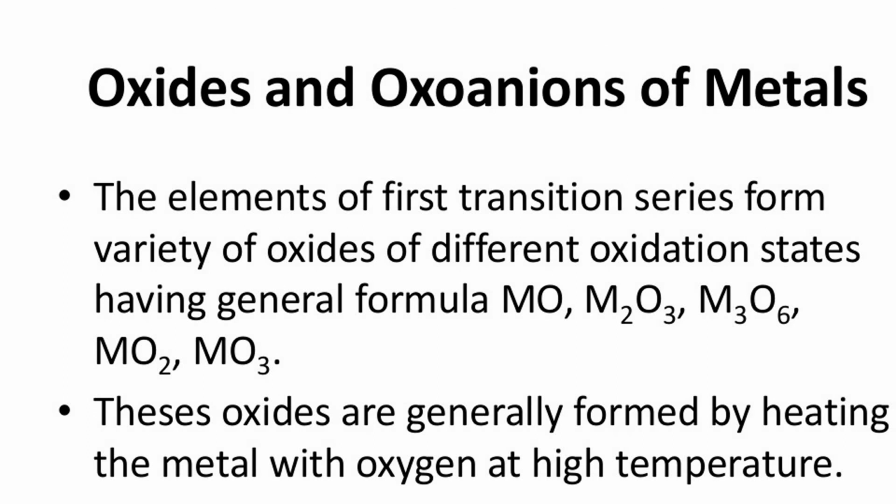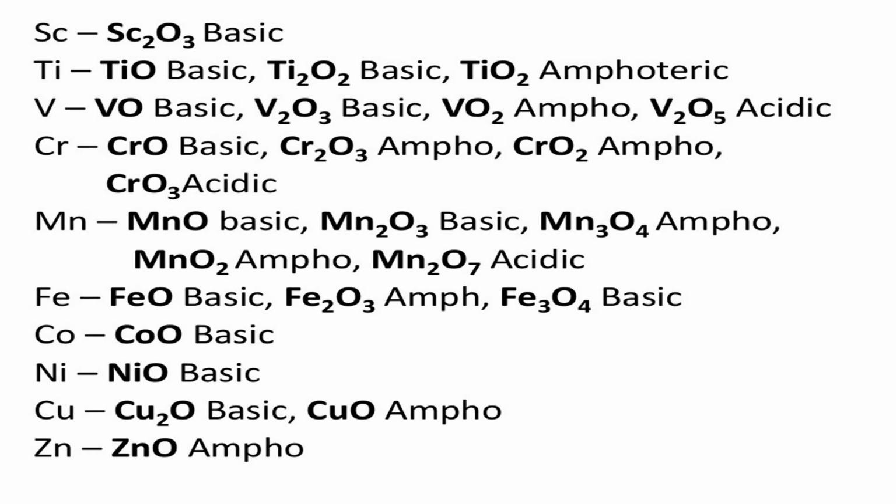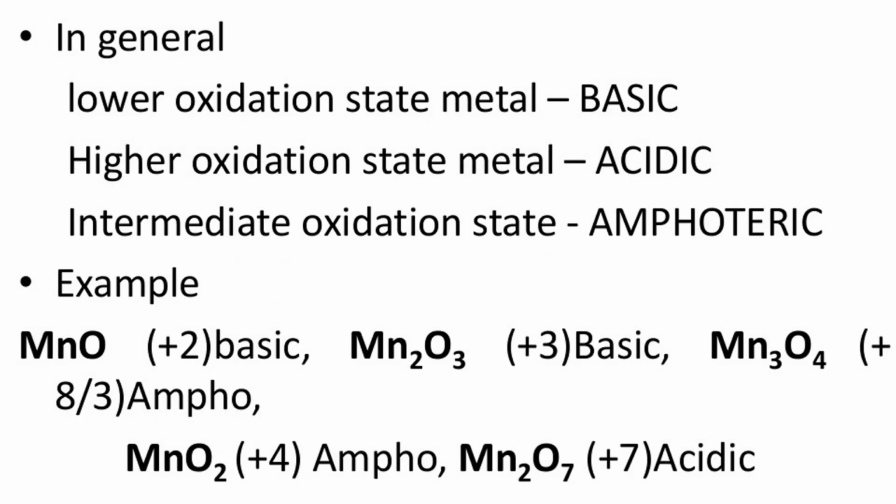Next, oxides and oxoanions of metals. Generally, whenever a metal reacts with oxygen, we get oxides like MO, M2O3, M3O6. Various oxides are formed because of oxygen. When the metal is in a lower oxidation state, the oxide has a basic nature. If it is in a higher oxidation state, it has an acidic nature. In an intermediate oxidation state, it is amphoteric.